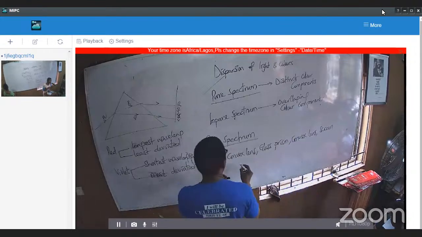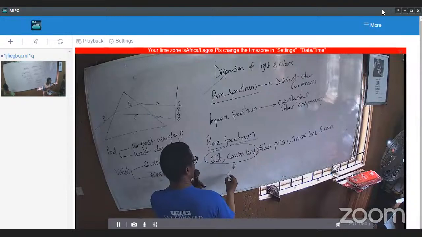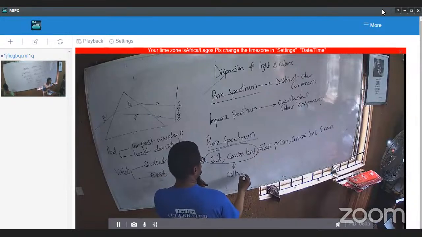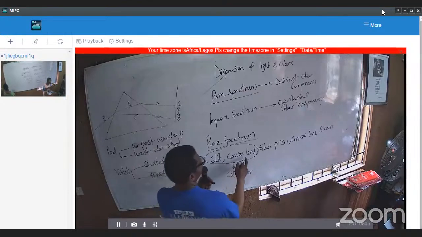These two, the slit and convex lens, are called the collimator. So when I ask you what makes up the collimator: slits and the convex lens.